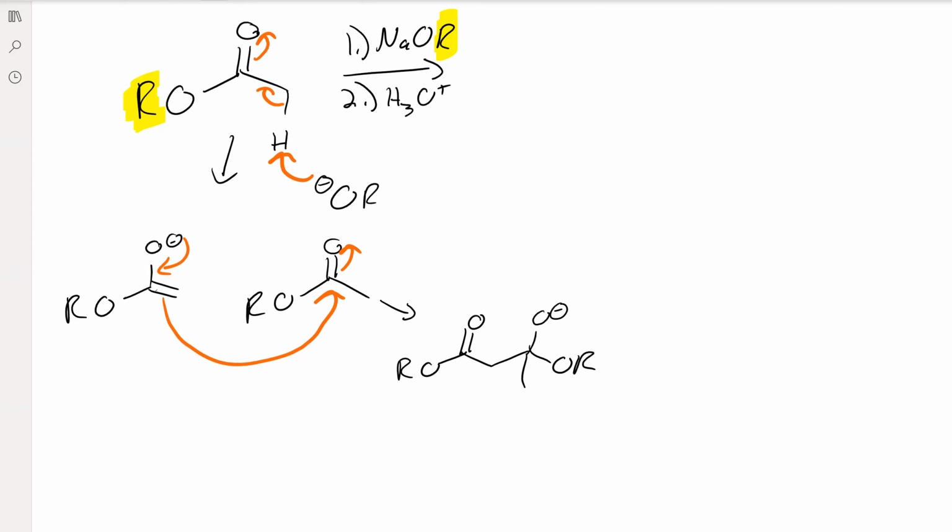Now, the difference here is that this bond can kick back down, and now we've got a good leaving group, this OR. We can then kick that one out instead. Right, so whereas before in the aldol reaction, we'd be left with an alcohol, this one will kick back down and kick off its alkoxide or ester group, right?